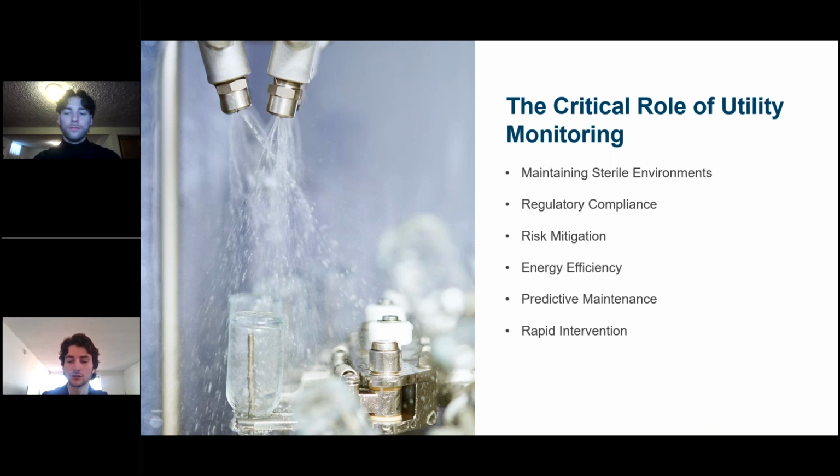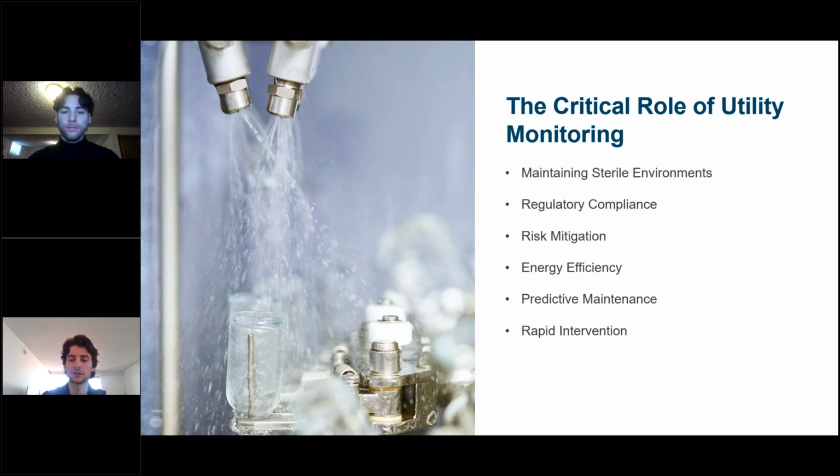Another key point would be the energy efficiency of such a system, right? So monitoring utilities can lead to more efficient operations, reducing the need for excessive energy consumption. So this can indirectly contribute to contamination control by minimizing heat, humidity, and particulate matter generated by utility systems.